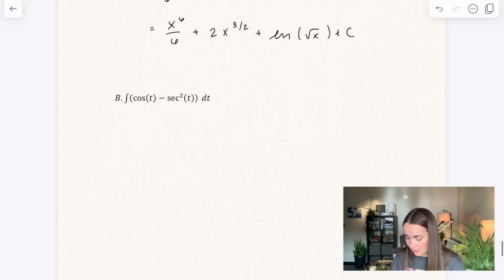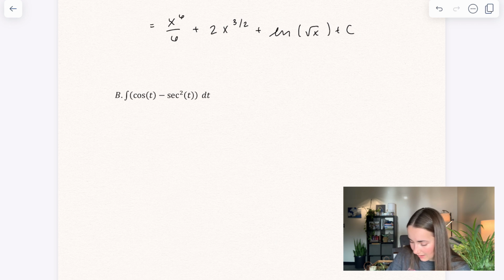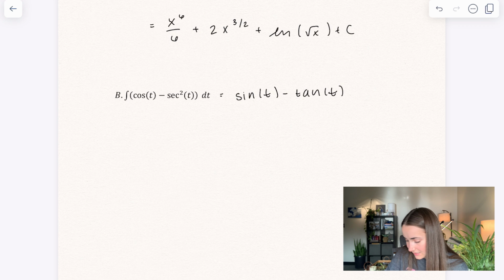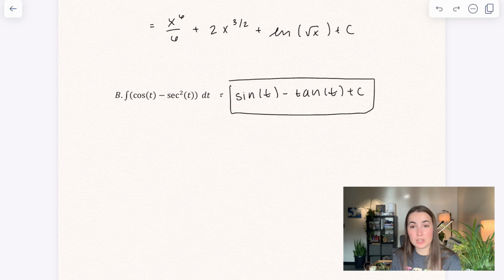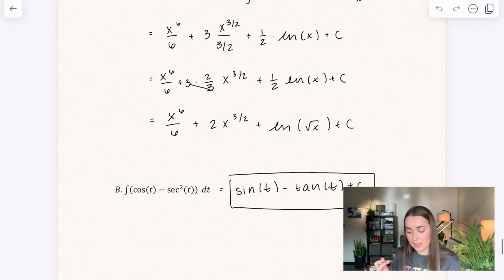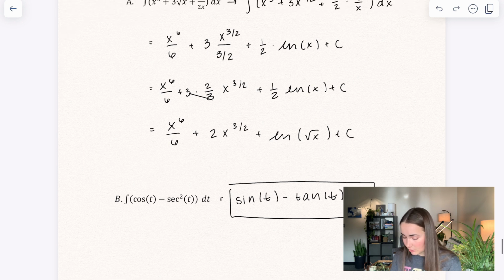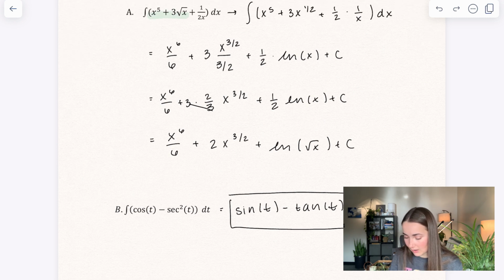Here we're going to go ahead and compute another antiderivative. So here we have the antiderivative of cosine is going to be sine of t minus, and the antiderivative of secant squared is tangent of t plus some constant c. If you want to check your work for either of these, what you would do is you take the derivative of their answer, and whatever you get for the derivative should be whatever you were trying to originally integrate. So that's a great way to check your work if you have extra time.